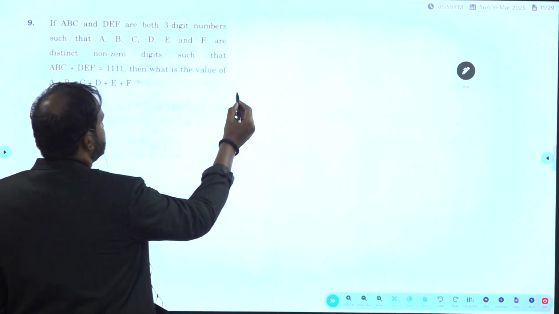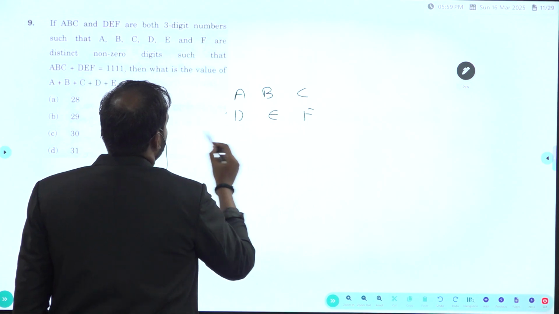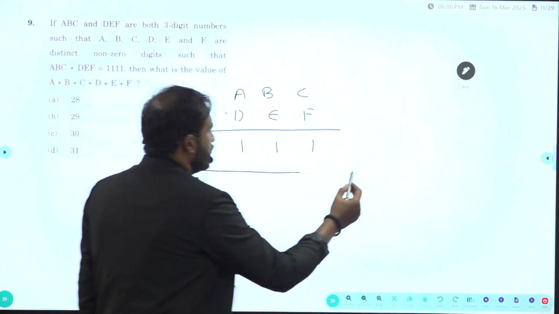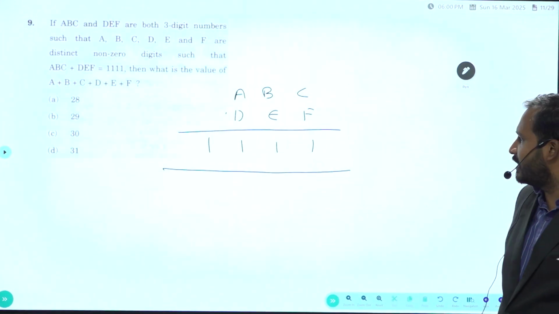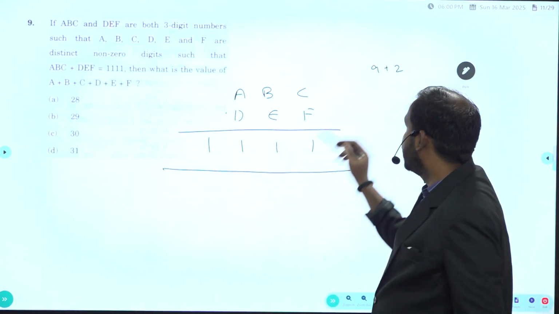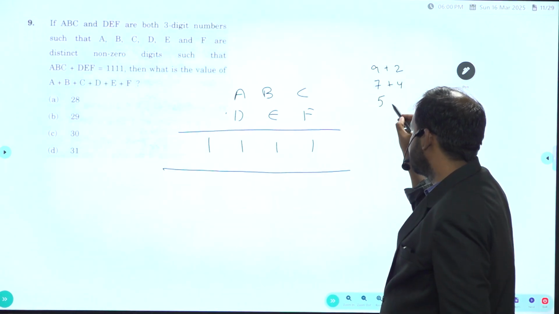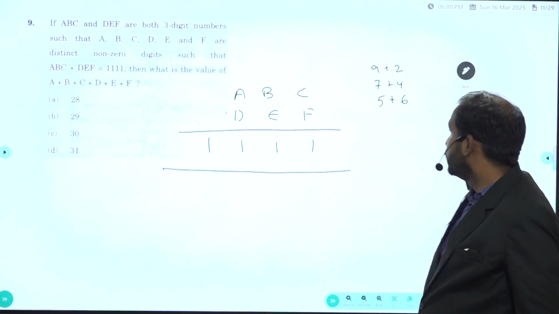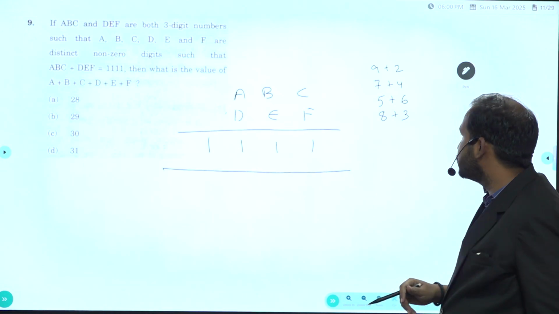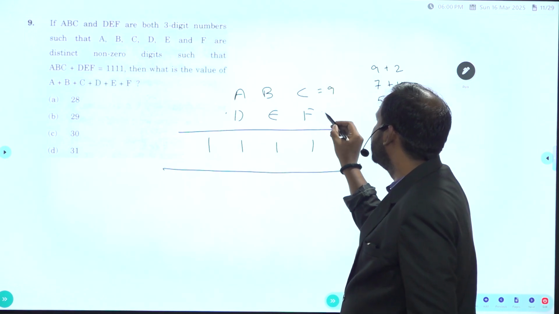So what he actually is telling us, ABC should be added with DEF, so that my output should be 4 ones. Now by adding which two numbers, usually we will get the sum as units digit as 1. 9 plus 2, we will get 11. Next, what is the other chance? We will have 7 plus 4, we will get 11. Next, 5 plus 6, we will get 11. And another option is 8 plus 3. Apart from this, do we have any other chance to get the sum as 11? No.